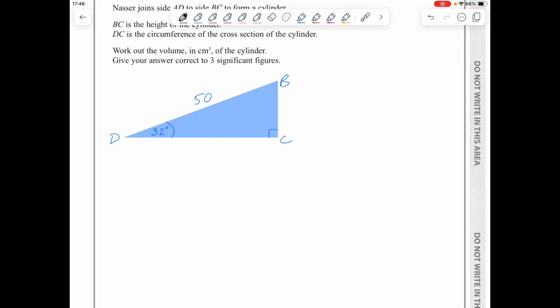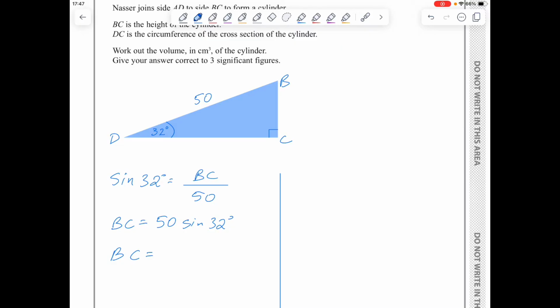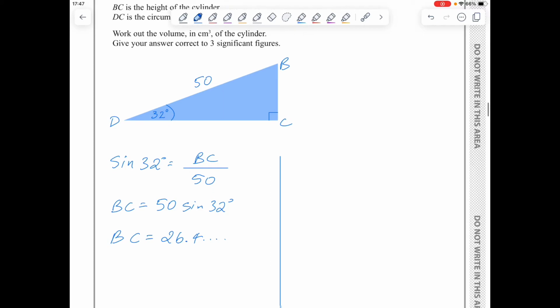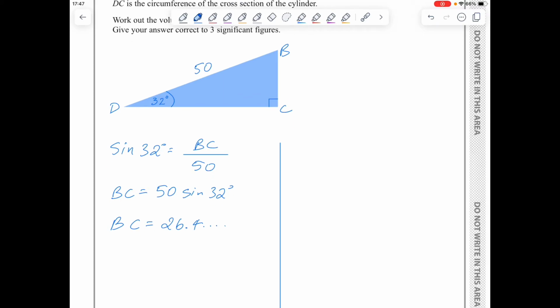So sine of 32 is equal to opposite, which is BC, over the hypotenuse, which is 50. Therefore, BC is equal to 50 times sine of 32. Put this on the calculator. BC comes out to be 26.4, and so on. So this is my height.